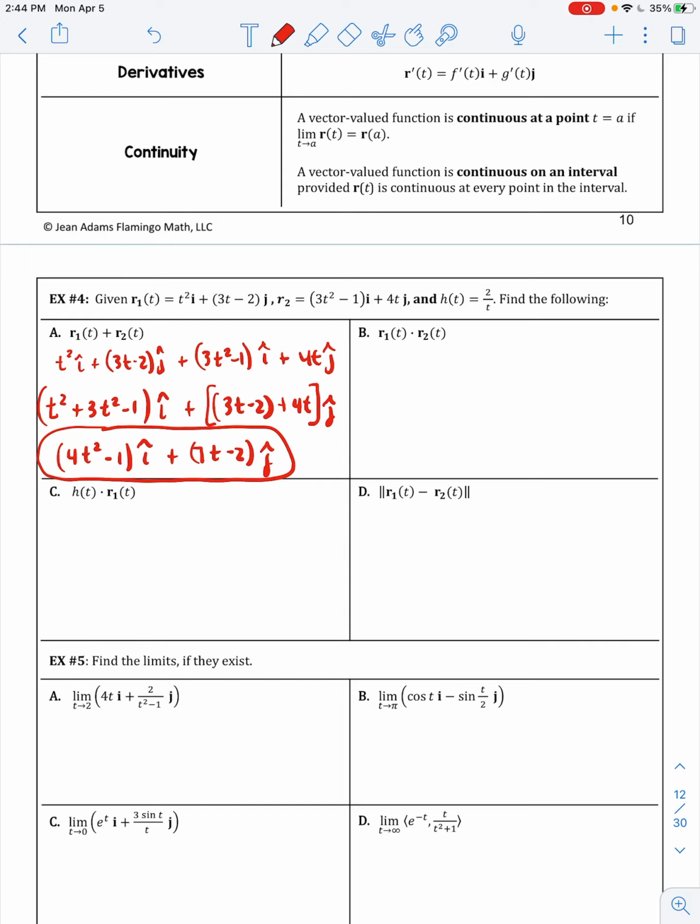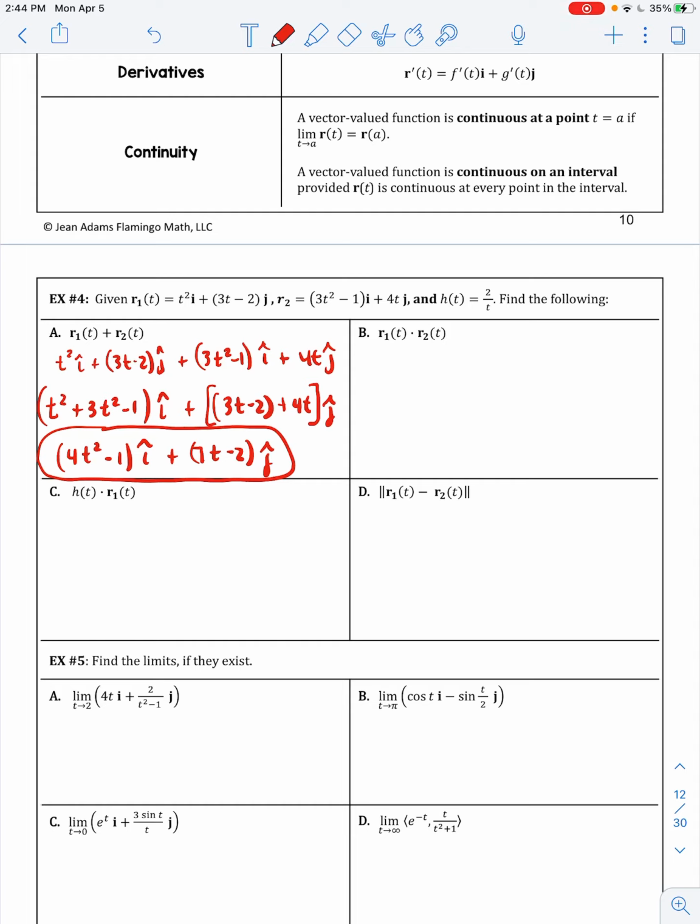And that would be my answer to that sum of the vector-valued functions. So you basically just add the ones that are being multiplied by i together times i, and add the ones that are being multiplied by j together times j. Okay, now we go to the dot product.